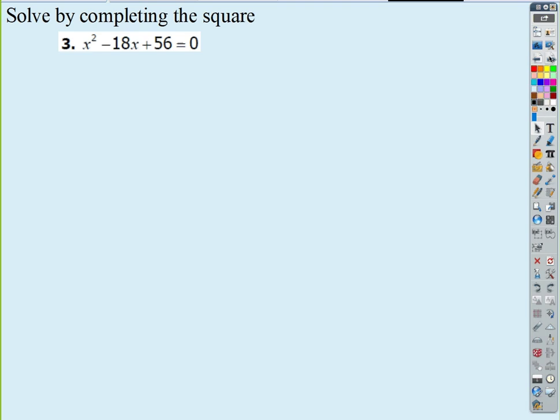Okay, so we're starting off in standard form. What would step 1 be for us if we're going to solve this by completing the square? Subtract 56, right? Because remember, step 1 is we got to get it in that form. So we subtract 56, and we get x squared minus 18x, leave a space, because you know you're going to add a number to both sides, equals negative 56.